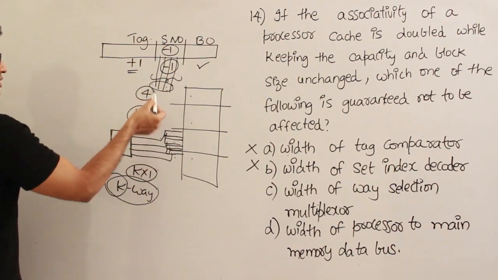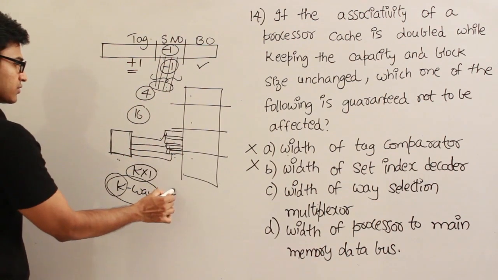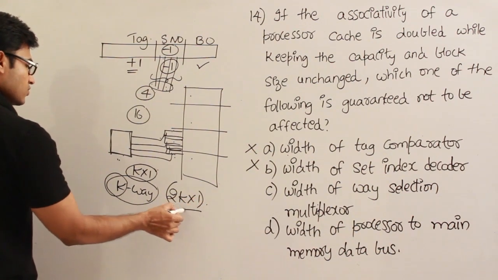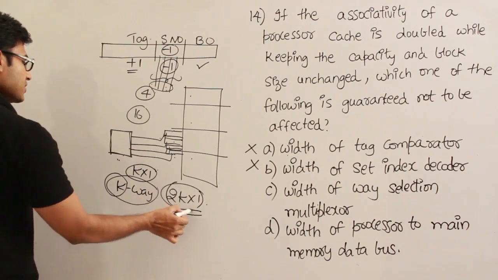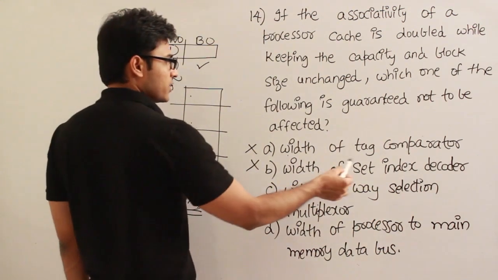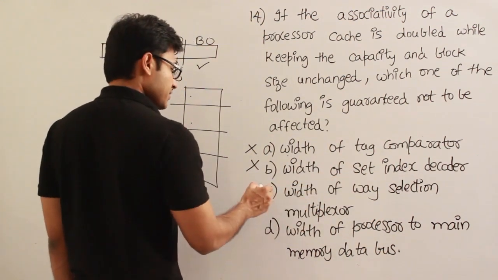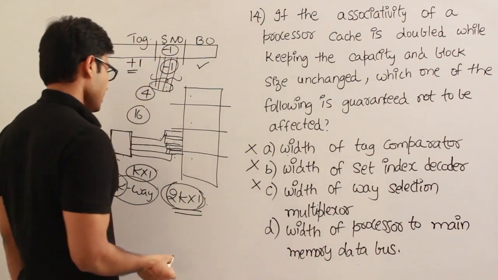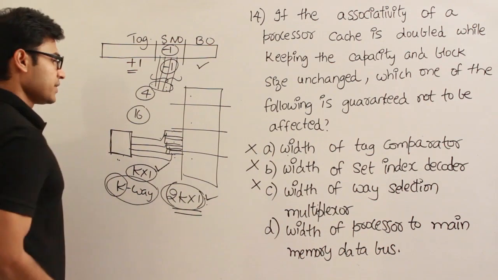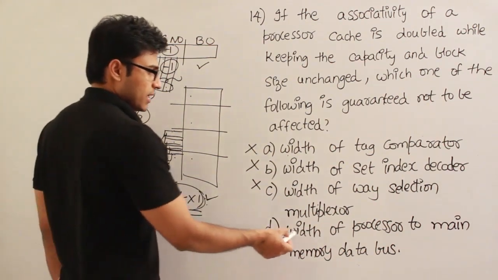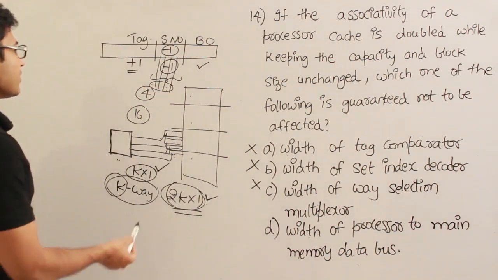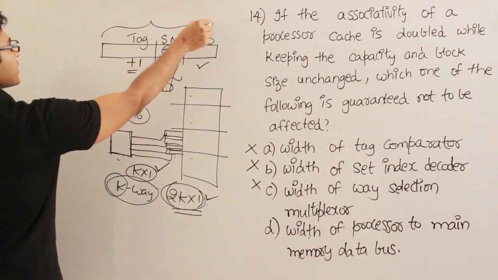Now if you double the associativity, it is going to be 2k by 1, right? So a 2k by 1 multiplexer is required. Therefore width of the way selection multiplexer is also going to change. Initially it will be k by 1 multiplexer, now it will be 2k by 1 multiplexer. And next one is width of the processor to main memory address bus, which means they are asking about the physical address.